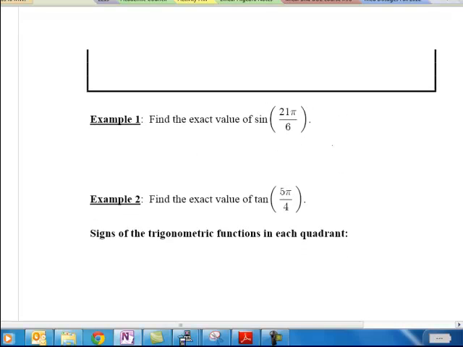So if I want to find the exact value of sine of 21 pi over 6, I know my reference angle is going to be, well, let's see, we could actually reduce that, couldn't we? 21 pi over 6, we can in fact take a factor of 3 out of both of those, and it reduces to 7 pi over 2. So my reference angle is pi over 2.